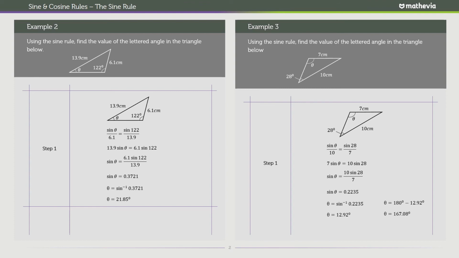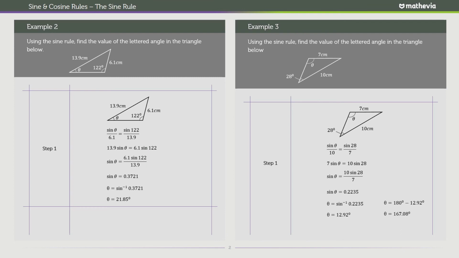You basically just need to use your head. You just need to think about it. Look at what you have. The angle you have there is clearly bigger than 90 degrees, so it couldn't possibly be 12.92 degrees. And the reason for this is that the sine of an angle equals the sine of 180 minus that angle. So the sine of 30 degrees is the same as the sine of 180 minus 30, 150 degrees. The sine of 60 degrees is the same as the sine of 120 degrees.